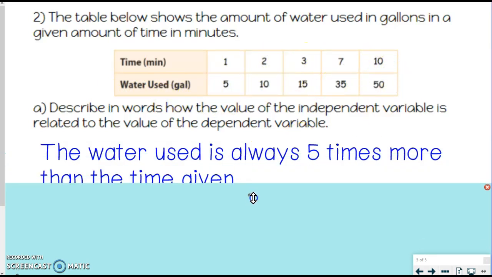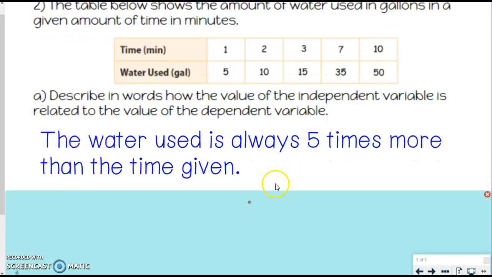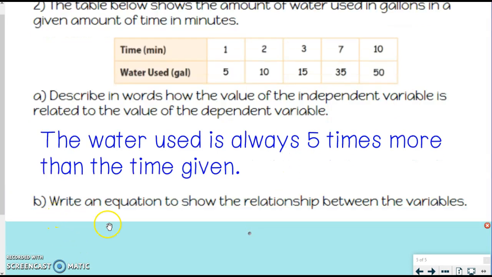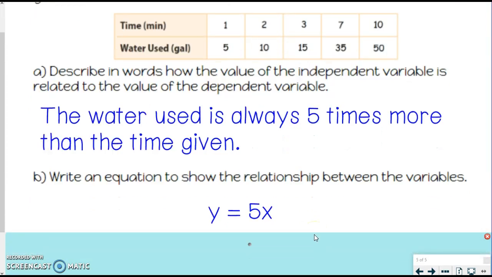So I'm going to show you one way we could say that. We could say the water used is always 5 times more than the time given. Another way I could say that is like last time: the value of y is always 5 times more than the value of x. So you choose how you want to say it. This is one way, but you could also use value of y, value of x. And then jumping into the equation, this one just tells us to write an equation to show the relationship between the variables, but like I said, it's always y equals and then whatever's happening to x. So in this case, we have y equals 5 times x. Pretty straightforward. I think you could have figured that out, but it's getting to know the wording of what they're asking you.